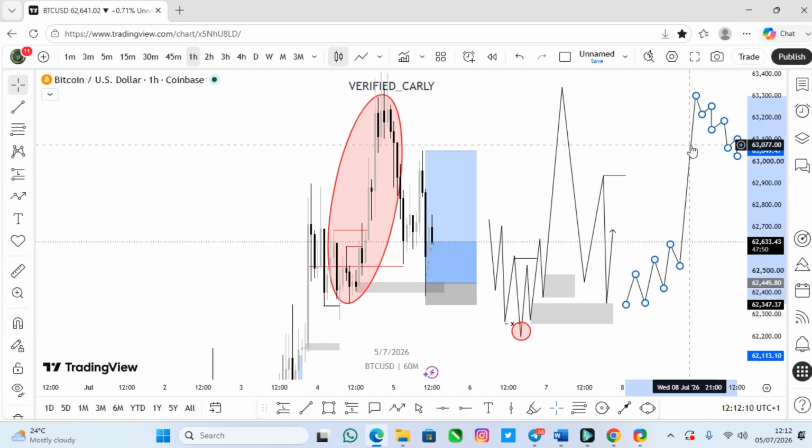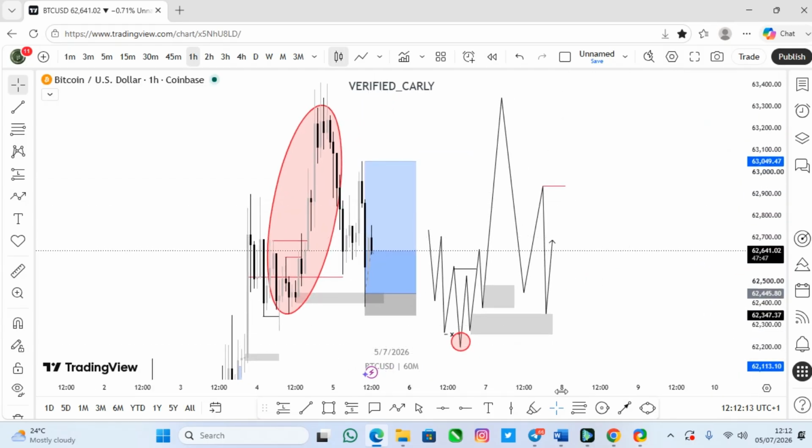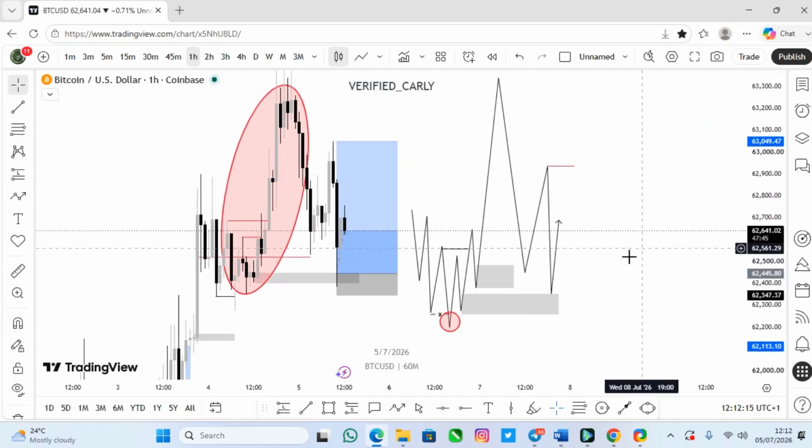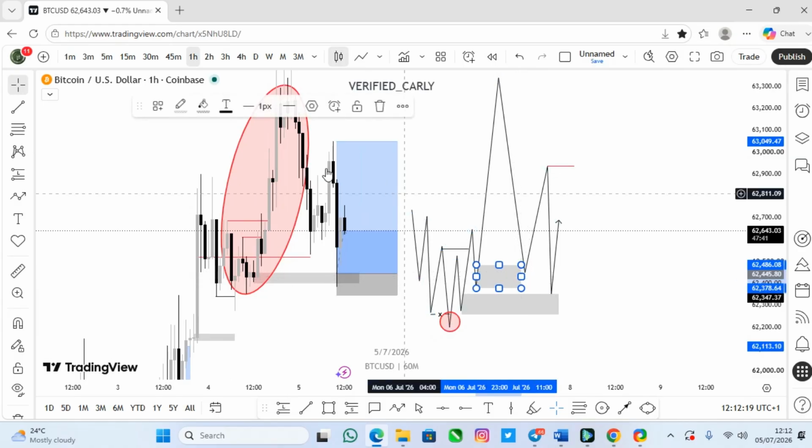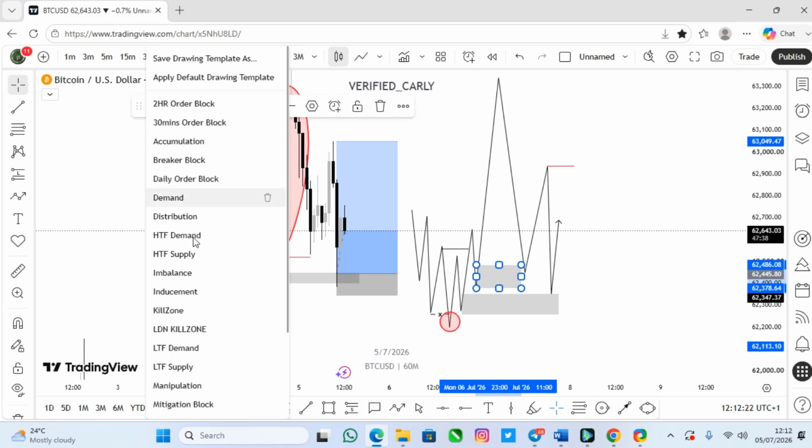So let's get back to what I was explaining. As you can see clearly in this move, clearly this is not a zone. So this is more like an inducement for me. I see it as an inducement.